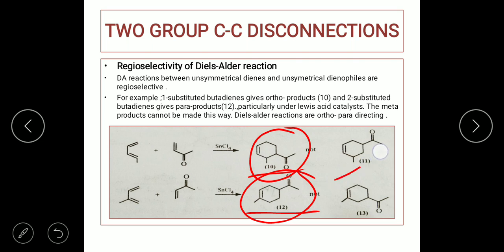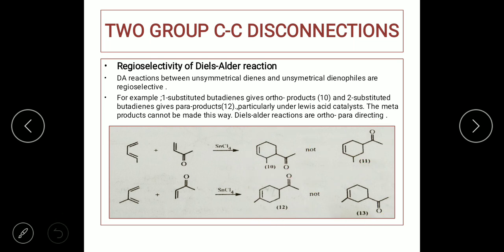And you usually do not see the meta products, 11 and 13, in Diels-Alder reaction, because Diels-Alder reactions are always ortho-para directing. This is usually because of the substituents and also the electron withdrawing groups located on the dienophile. So all these factors matter when it comes to the regioselectivity of Diels-Alder reaction.